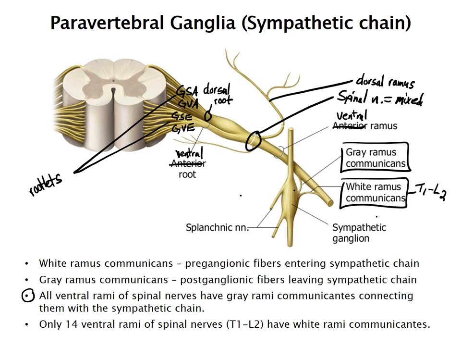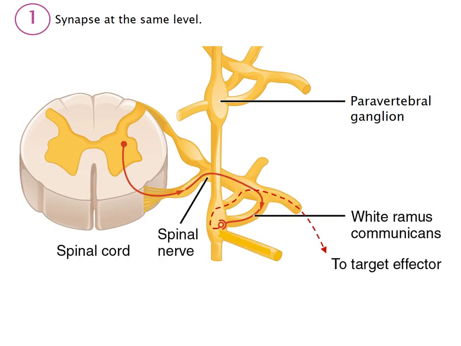Once the preganglionic sympathetic fibers have made their way onto the sympathetic chain via those white rami communicans, there are three different things that can happen from here. The first option is that a preganglionic neuron can synapse with a postganglionic neuron in a sympathetic ganglion at the same level. Let's take a look at this example.